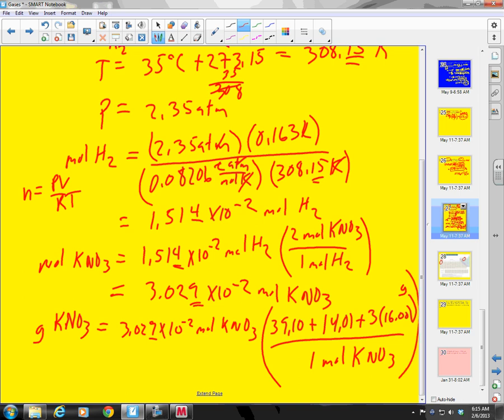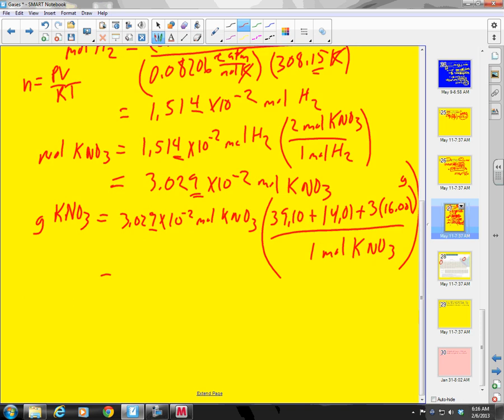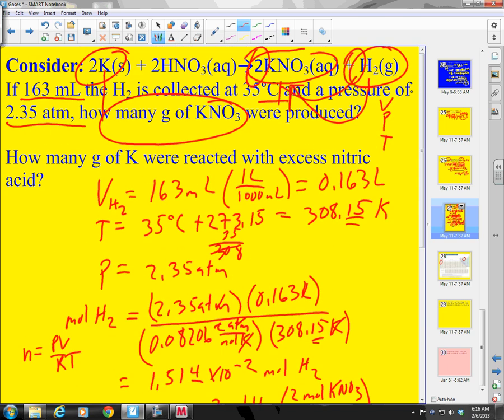All right, let's do the numbers. Times the quantity 39.1 plus 14.01 plus 48, close, equals, and my answer is 3.06 grams of KNO3. There we go. Now, they also wanted to know what? How many grams of potassium were reacted?